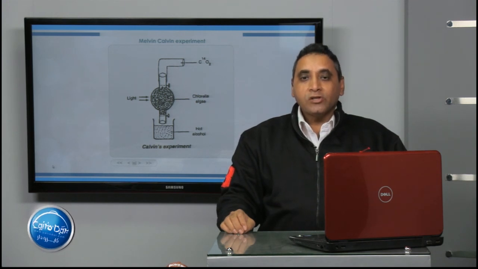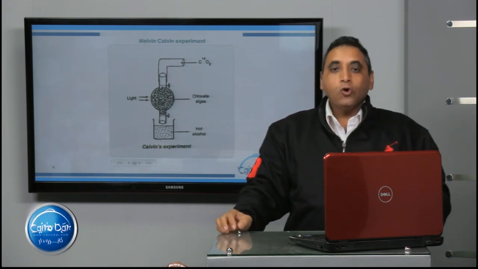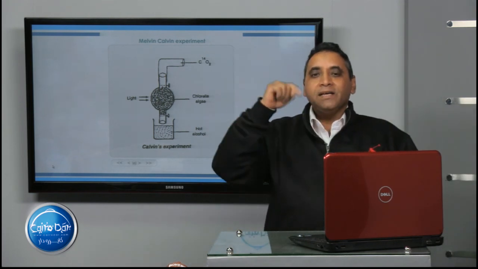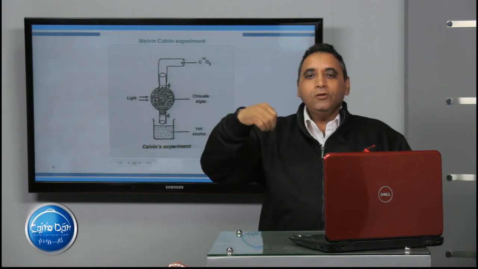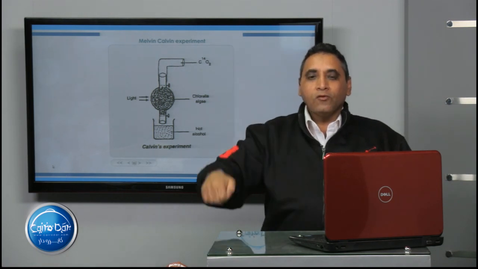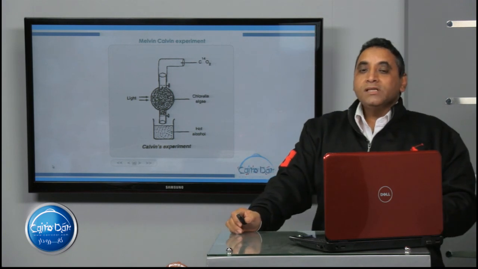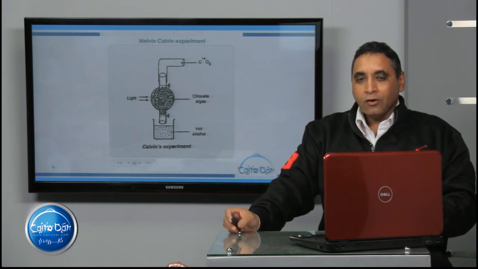Number 3, the experiment proves the dark reaction, because carbon dioxide is formed of 1 carbon atom, but phosphoglyceraldehyde is 3 carbon, so that means we need to reduce carbon dioxide to form phosphoglyceraldehyde. Therefore, phosphoglyceraldehyde is the first stable compound that formed as a result of photosynthesis.